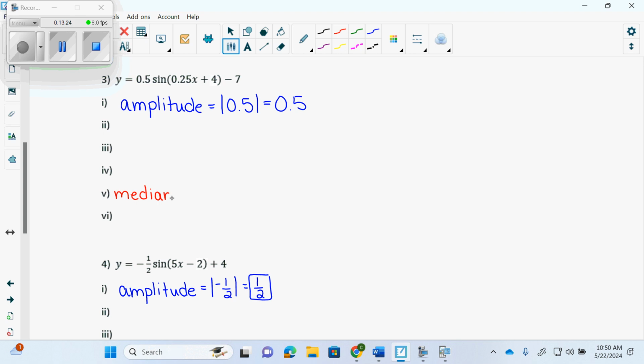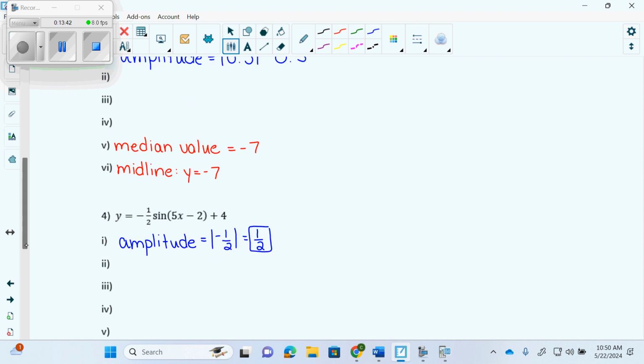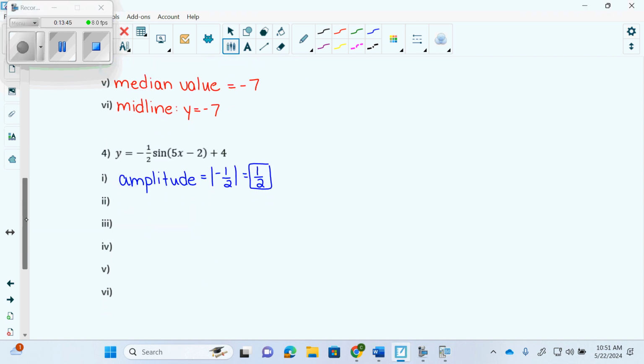Okay, guys, what's the median value? It equals negative 7. What's the midline? Y equals negative 7. Do you see the difference between the two? Yes. So, this one, the median value. What's the median value? 4. And what's the midline? Y equals 4.